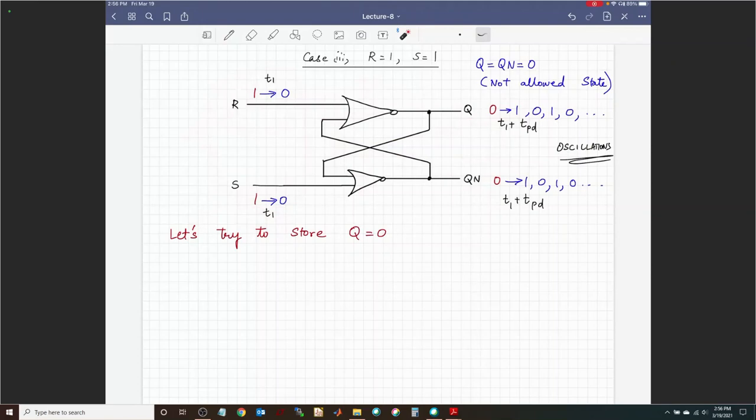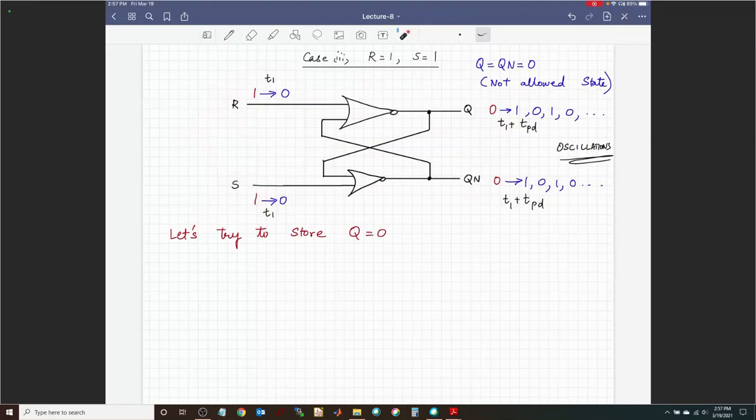So let us try to recapture here. The first problem with this circuit was that both my outputs were 0 when I made S and R both equal to 1. They were not complements of each other. That was the first problem, which is why I called it the not allowed state. The bigger problem of metastability happened when I tried to store this by going from 1, 1 to 0, 0. When I tried to do that, both my Q and Qn went from 0, 0 to 1, 1 to 0, 0 to 1, 1. They were both the same, and they were continuously going back and forth between 0 and 1. Hold on. What happens if propagation delay is not the same?